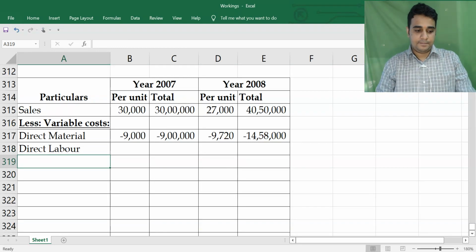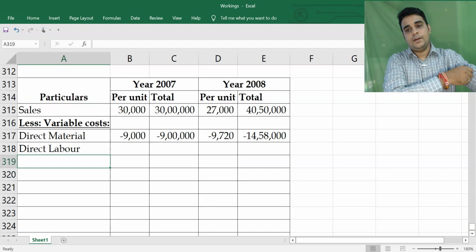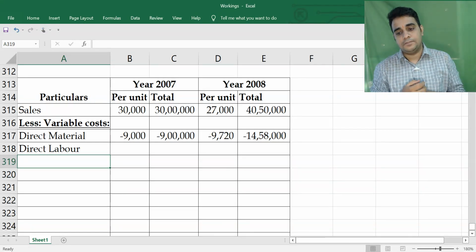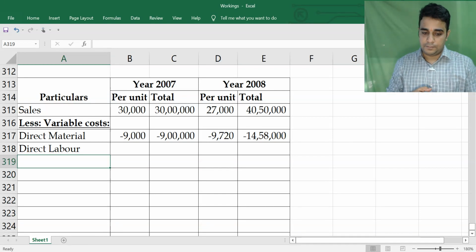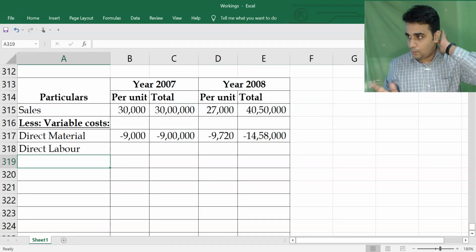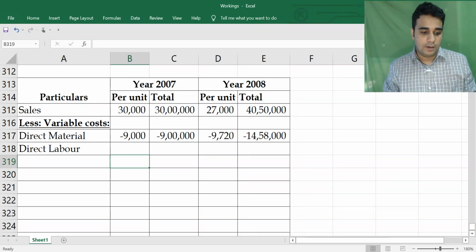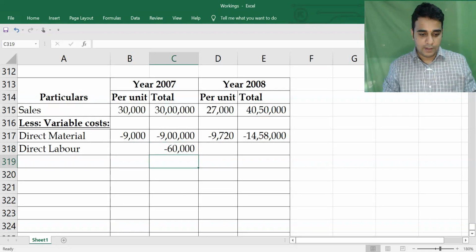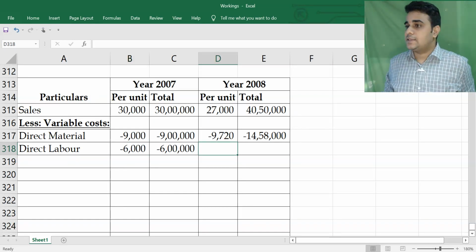Direct labor. $9,720 into 150 I have done. 150, 100 was the last year sale, this year sale is 150. Direct labor last year is 6 lakh. Per unit is 6,000. 6 lakh and 6,000.